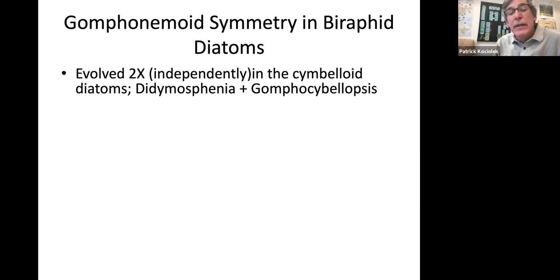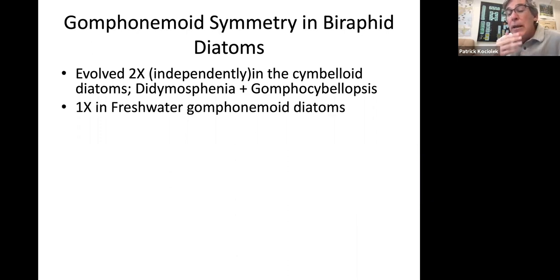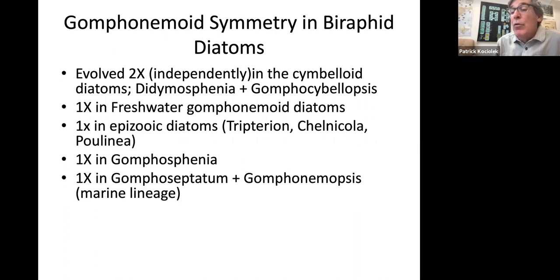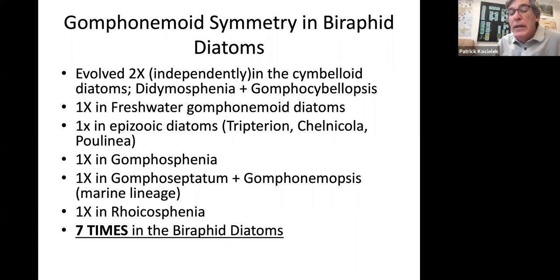So if we look at this, twice within the cymbelloid diatoms, gomphonemoid symmetry evolved. It happened in Gomphonema and its relatives. It happened in this epizoic lineage. It happened separately in Gomphosphenia. There's another marine lineage of diatoms where this symmetry evolved, and it happened also in Rhoicosphenia, seven times in biraphid diatoms.